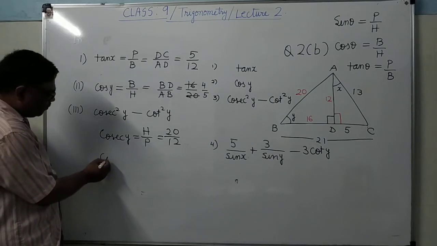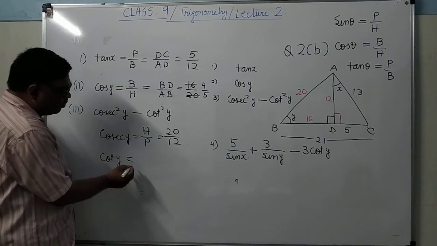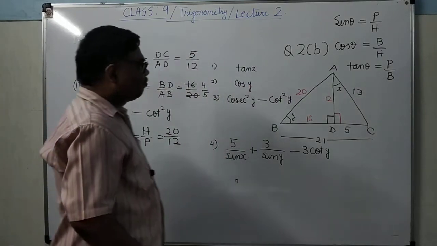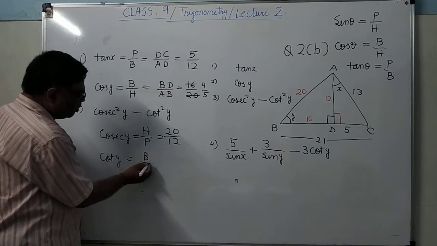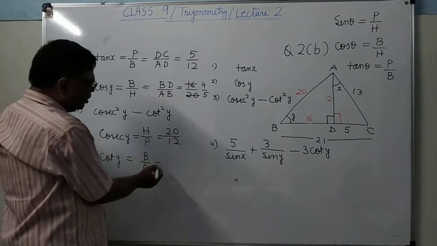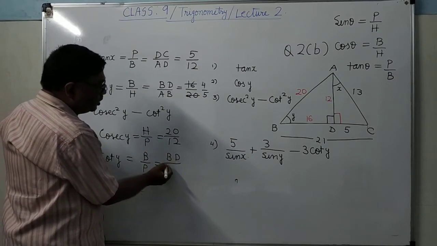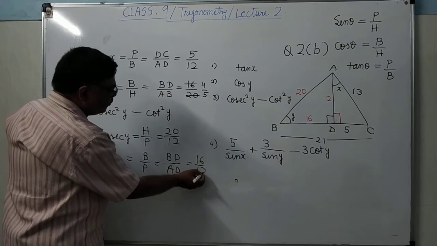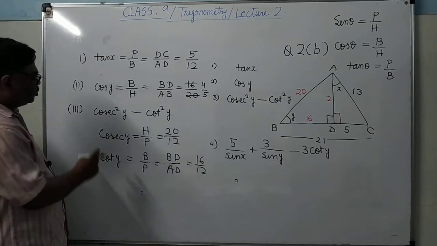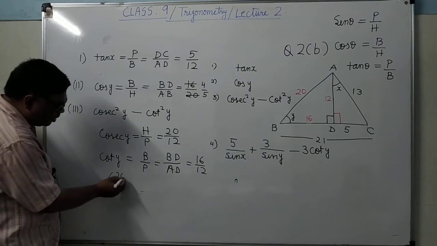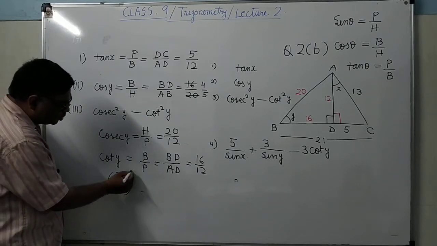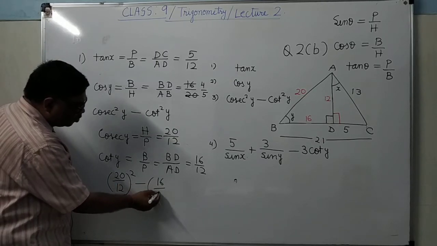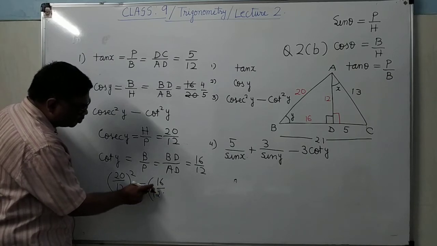Then cot y. Cot y is the reciprocal of tan, so it will be base upon perpendicular. What is base here? BD. Perpendicular is AD. So it will be equal to 16 upon 12. Now you substitute here. Cosec y is 20 upon 12 whole square, because this is square. Then cot square y, 16 upon 12 whole square.